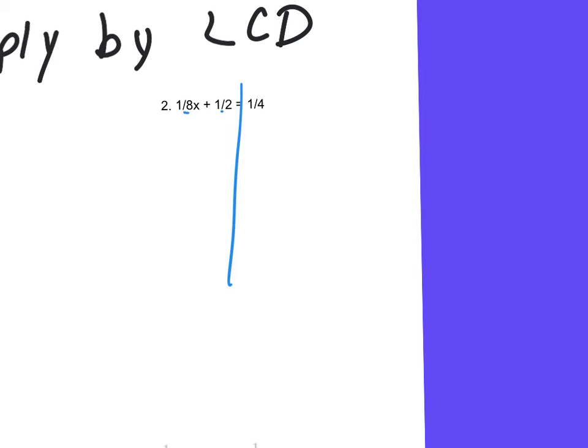Okay, looking at 8, 2, and 4. What number will all of those go into? We know that they all go into 8, right? Let's make sure you think of the big enough number that will go in there evenly. 8 times 1 is just going to be 1x. 8 times 1/2 is going to be 4. 8 times 1/4 is just going to be 2.